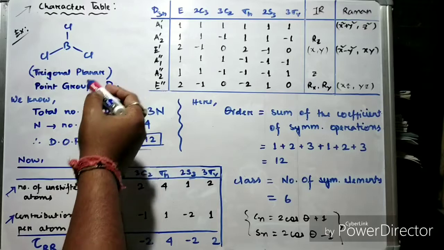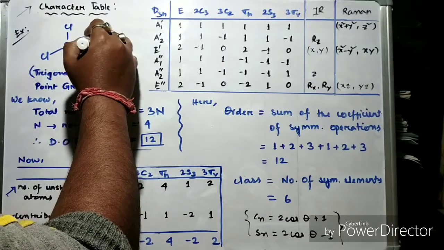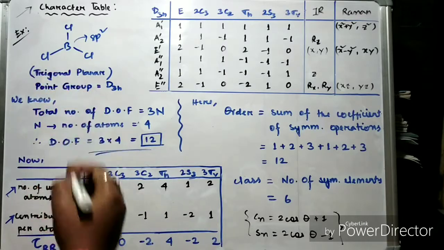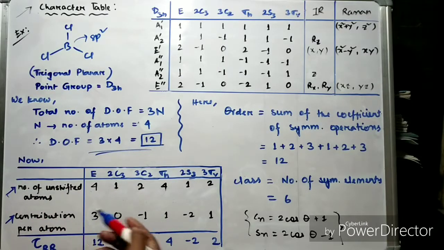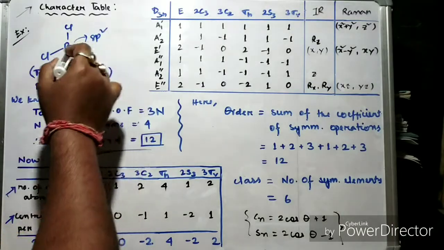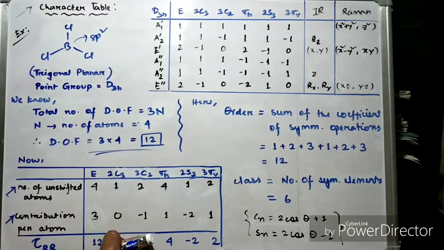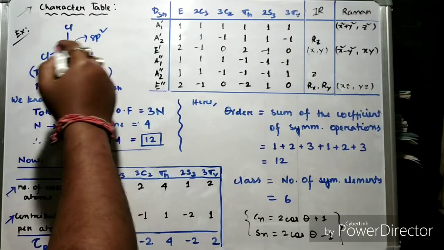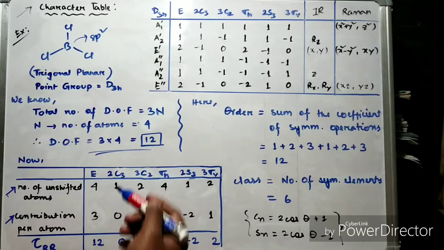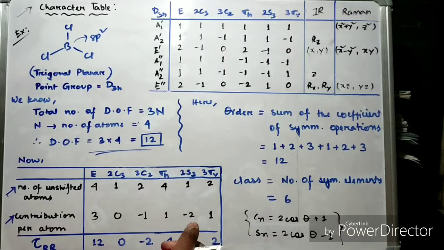We know that the shape of the BCl3 molecule is trigonal planar, as the boron atom is sp2 hybridized, and for this the point group will be D3h, because we have a C3 axis which is the principal axis, and there will be 3 C2 axes perpendicular to the C3 axis, and we will also have 3 sigma v planes and 1 sigma h plane. So the point group will be D3h. Here is the character table for the D3h point group.